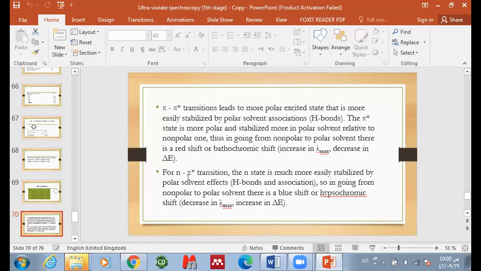While in the n to pi star transition, the n state is much more easily stabilized. So the case here is opposite to the pi to pi star transition. So we will get a hypsochromic shift, a decrease in lambda max value, and an increase in delta G value.